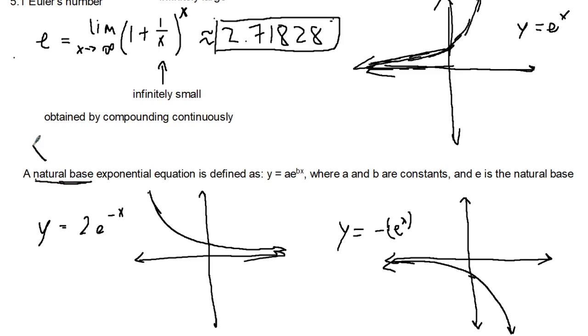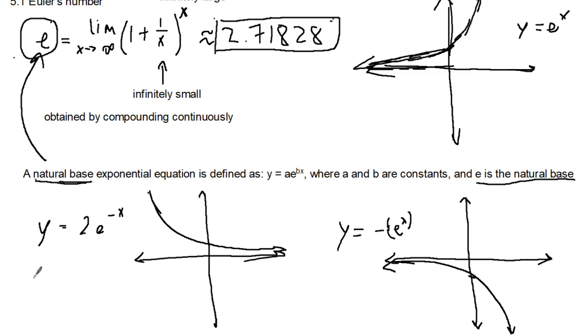E is natural. A natural base exponential equation is defined as y equals a e to the b x, where a and b are constants and e is the natural base. So a and b can be any constants, but there has to be e to the x on top to be a natural base exponential equation. So for example, y equals 2e to the negative x.